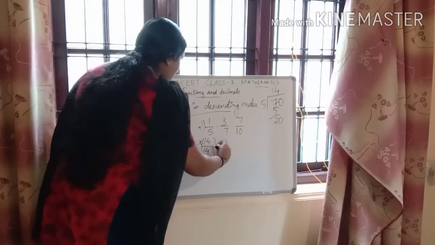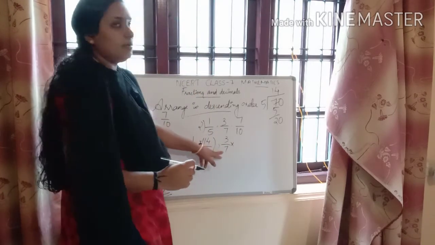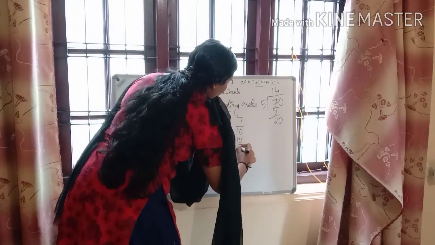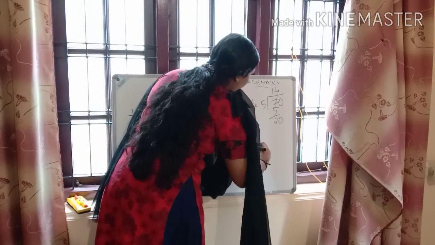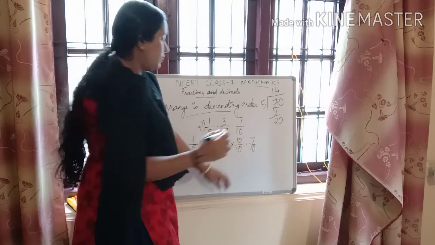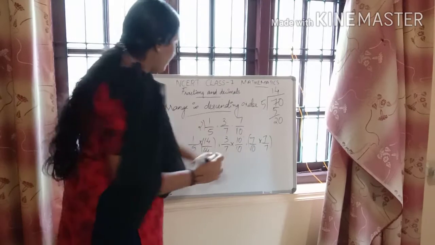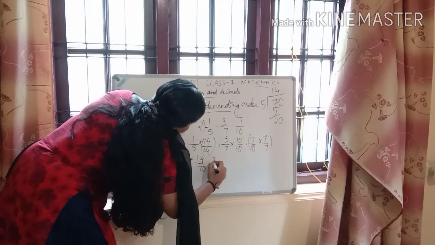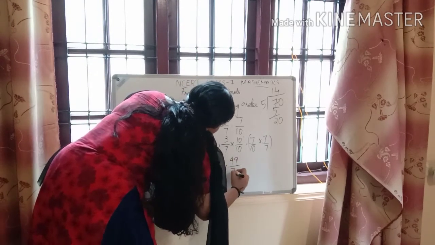Here, 3 by 7 into 10 is easy, 7 into 10 will get 70. So, multiply and divide by 10 on both sides. Next, 7 by 10. Here also we get the answer 70 as the denominator. So, we have to multiply and divide by 7 on both sides. Okay. We get 14 by 70, 30 by 70, 49 by 70.